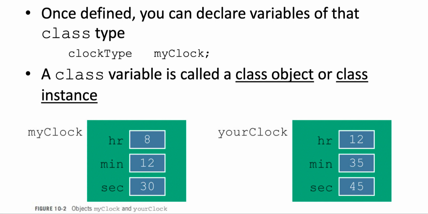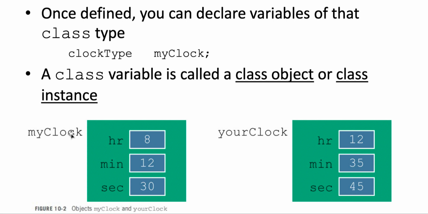As you can see on this slide, we have my clock as an object over here, and we have your clock as an object over there. And our drawing only shows the private members which are dedicated to these specific objects, as the other member functions are common between those two, so we don't repeat them down here.